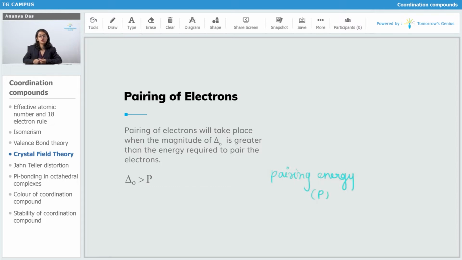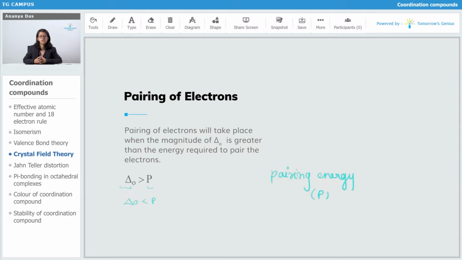Now if the value of delo, the splitting which is caused by the ligands, can overcome the pairing energy, then pairing will occur, because this is also a type of energy itself. If this energy is greater than the pairing energy, then pairing will occur. However, if the value of delo is less than P, then pairing will not occur.